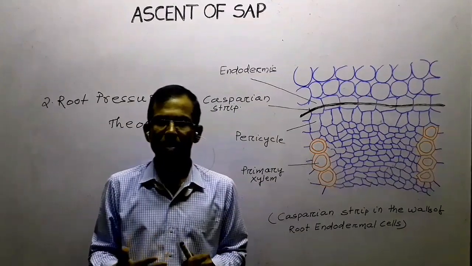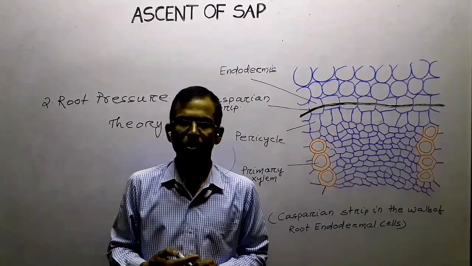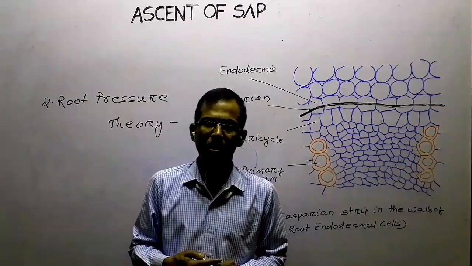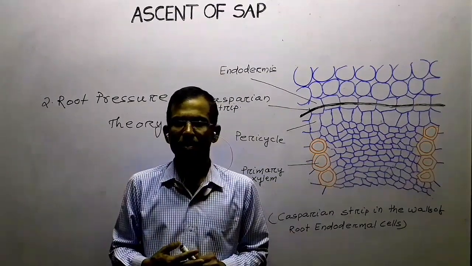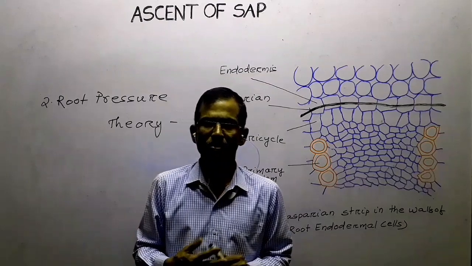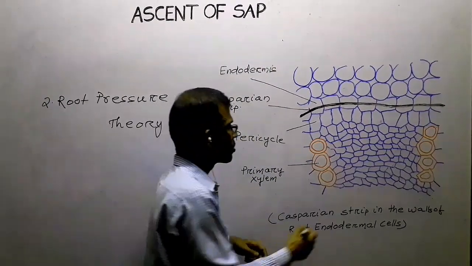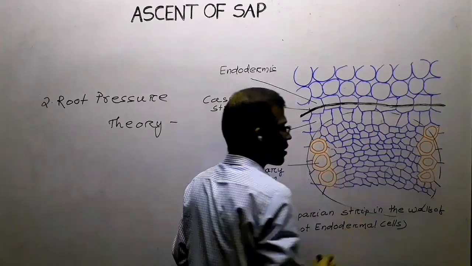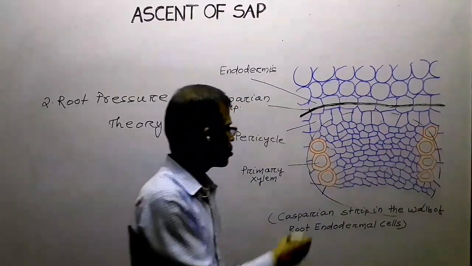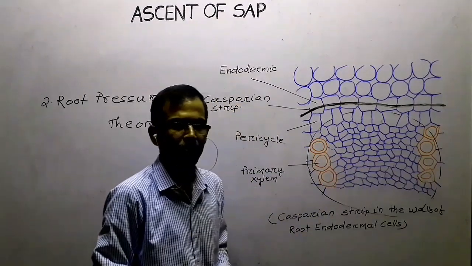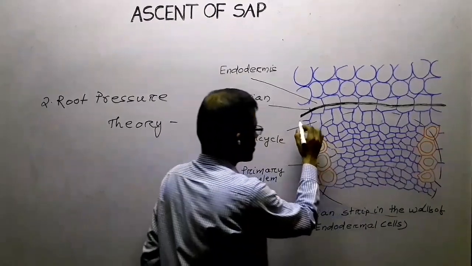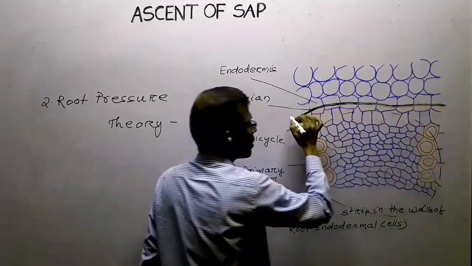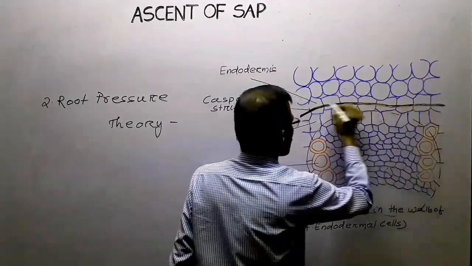The root pressure arises due to the active uptake of mineral salts from the soil and also due to the internal structure of a root. In root, the central core is known as stele, which contains the vascular tissues such as xylem and phloem. And around the stele there is a layer of cells known as endodermis. This is the layer of endodermis.